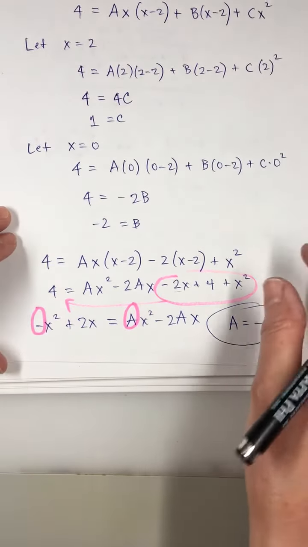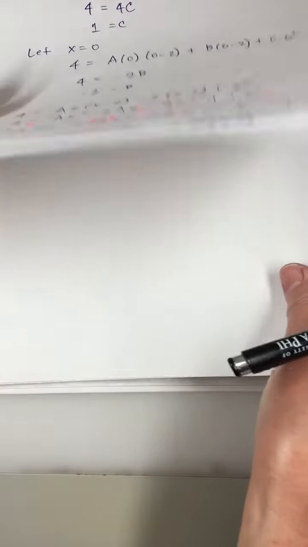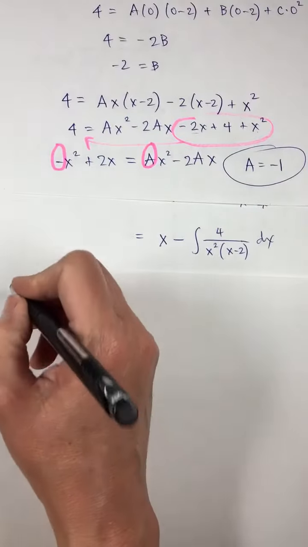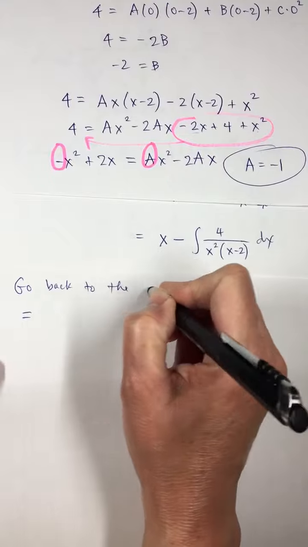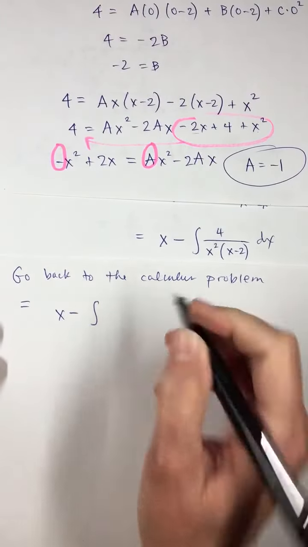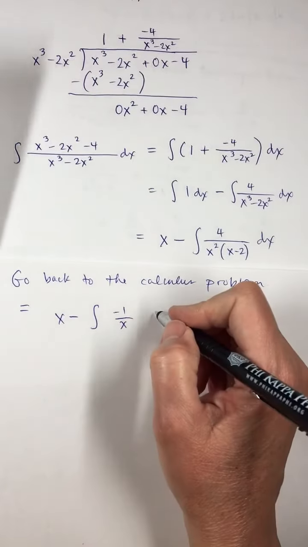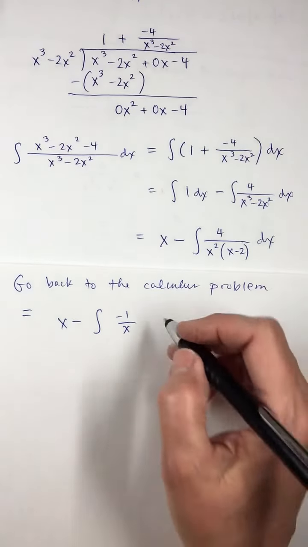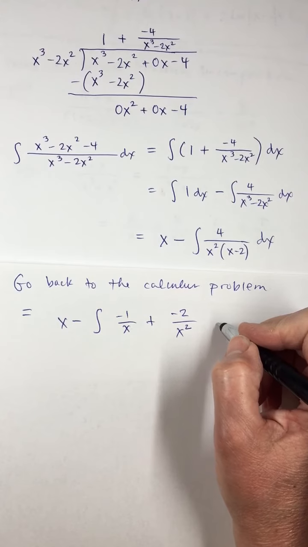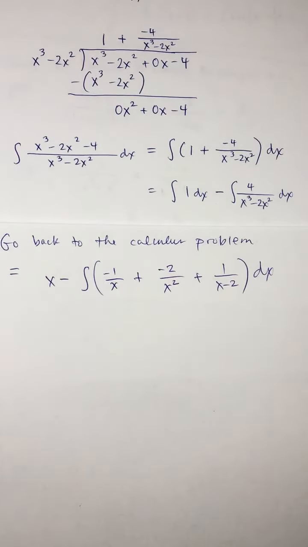So let's go back to the problem. Right here was the problem. And I will go to a new page on this. So we had the original problem at this point. I'll say go back to the calculus problem. I have x minus the integral. It was a over x. A is negative 1. Negative 1 over x plus b over x squared. And b was negative 2. Negative 2 over x squared. And c over x minus 2. And c was positive 1. 1 over x minus 2 dx. And then you do the integral of each of those.